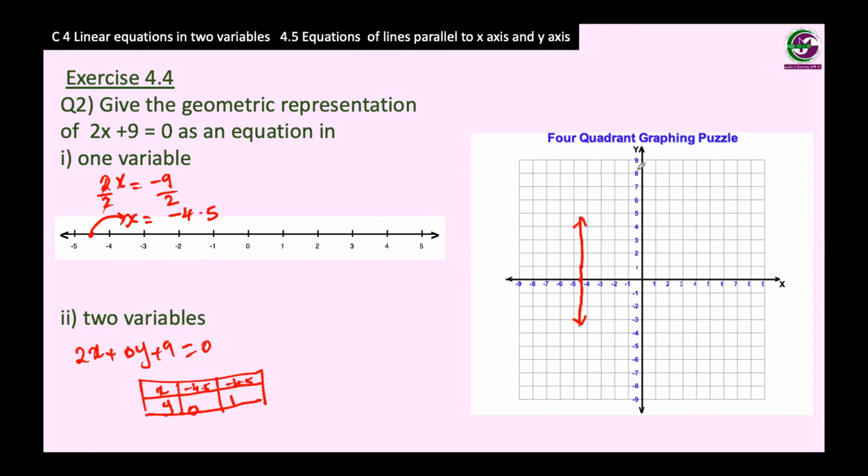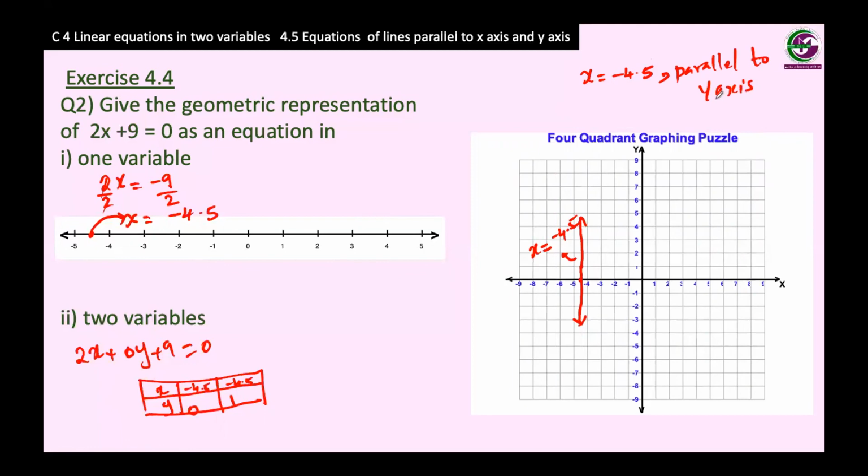This is a line parallel to the y-axis. Why is it so? Because this is an equation with x. So we studied that if you have a variable with x only without y, it will be parallel to an axis. Which axis is it? Opposite of what you have. You have x, so it will be parallel to the y-axis.